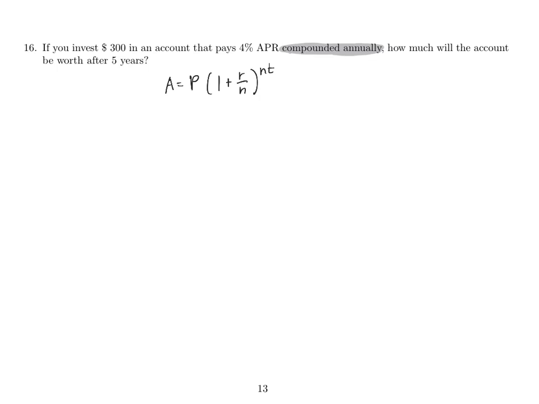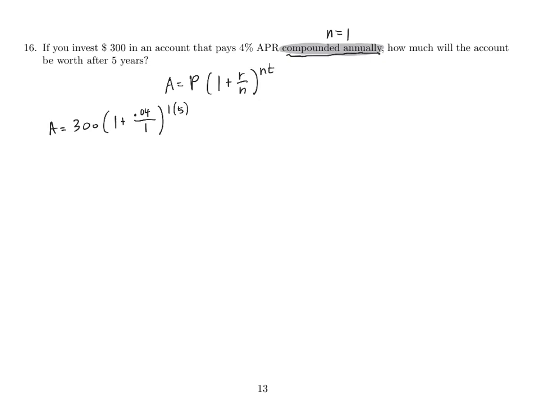So all of these variables are the same except the n is different here. So in the other formula you have the e. In this formula you have the 1 and the n's. So the n is how many times it's compounded in a year. This is compounded annually, so that means once per year. So n is going to be 1 in this case. So we're going to have A equals P is 300 times (1 plus r, the rate as a decimal is 0.04, divided by n, which is 1) to the power of n times t. All right, and now all we have to do is put that in our calculator.